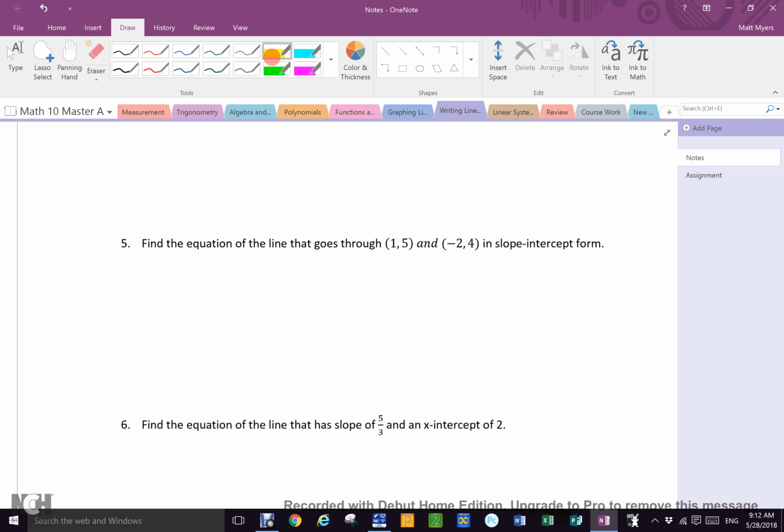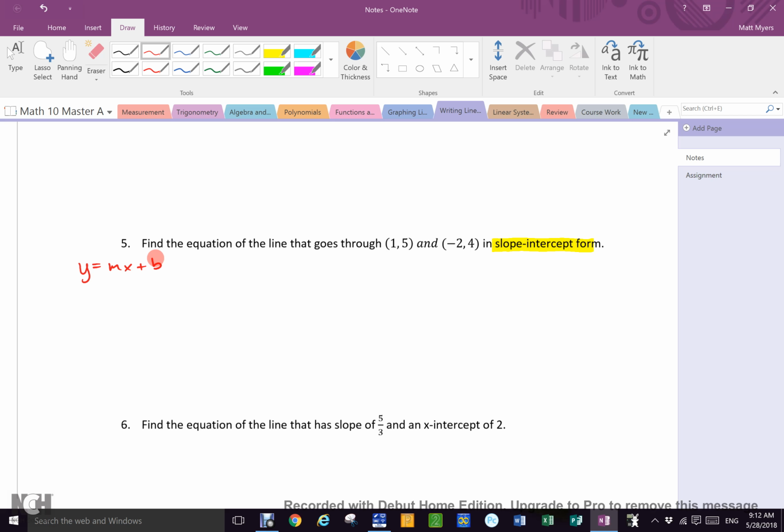Okay, look at number 5. What do you know? You know 2 points. And you know it has to be in slope-intercept form. And you know you need slope-intercept form, which is what? Y equals mx plus b. Now, what did you just say? Or you? One of you said it. You said it correctly the first time, though.